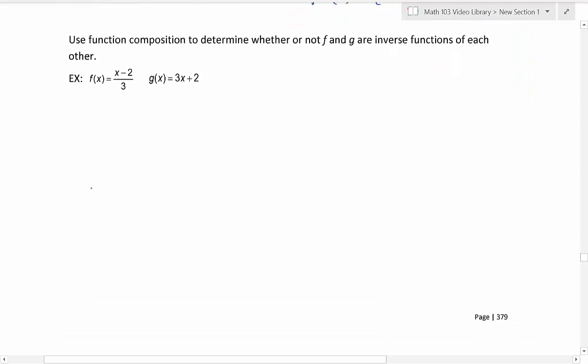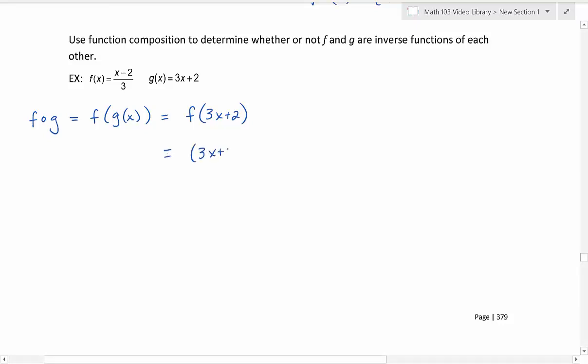Next, we're going to use function composition to determine whether the given functions f and g are inverses of each other. We'll have to do function composition both ways, f composed with g and then g composed with f. If we get x both times, then these two functions are inverses of each other. So let's start with f composed with g. This is f of g of x. So that's going to be f of 3x plus 2. Everywhere we have an x in f, we're going to replace it with the quantity 3x plus 2.